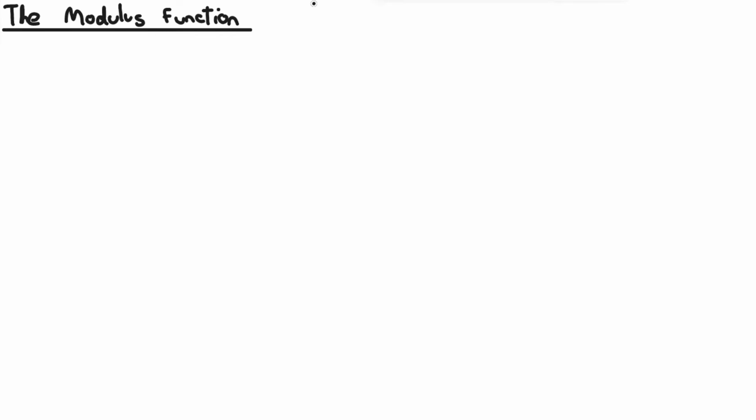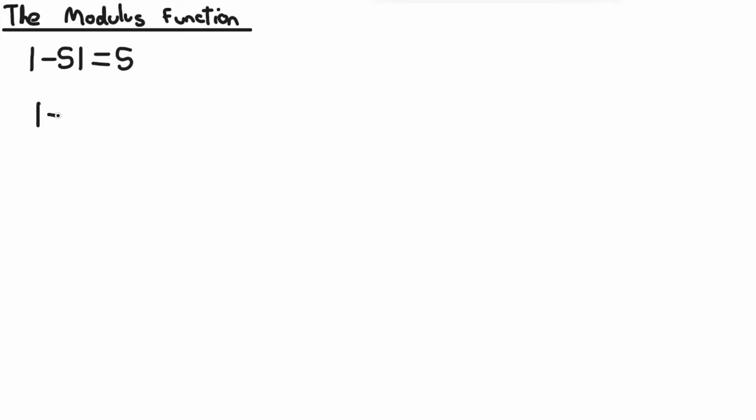This video is on the modulus function. The modulus function takes any number and makes it positive. So for example, let's say that we had -5. If we took the modulus of this, it basically means that we put these two straight lines here, and the modulus of -5 would just be 5. It makes it positive and it gets rid of the negative symbol.